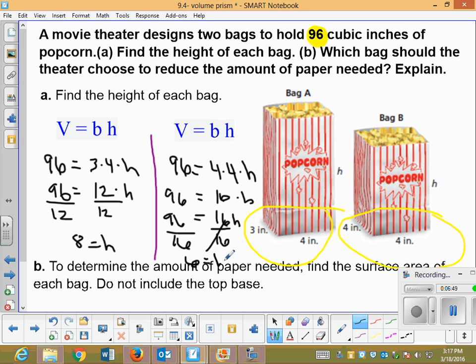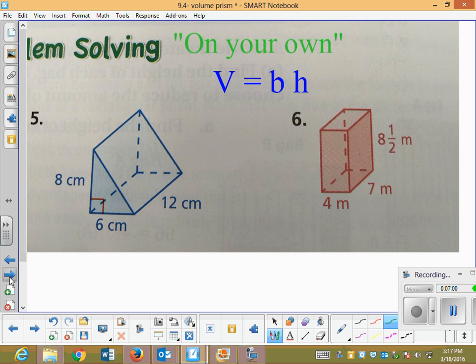Which popcorn bag is going to save the movie theater more money? It looks like popcorn bag B. So B would be the one. Okay? All right. Let's have you do numbers 5 and 6 on your own.